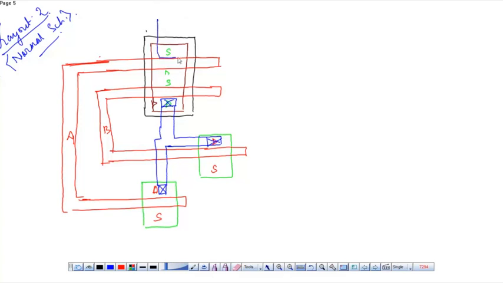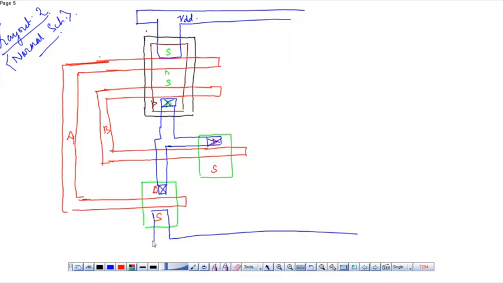Now this source is connected to VDD, that is the metal layer, and this source is connected to ground, which is another metal layer. So this portion completes our NOR part. Next is the inverter.